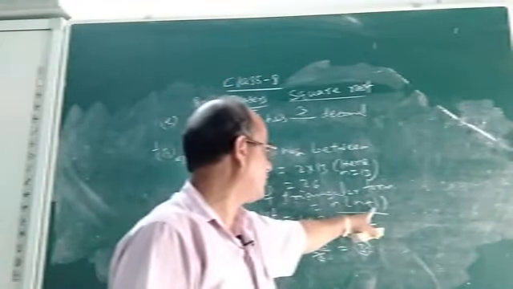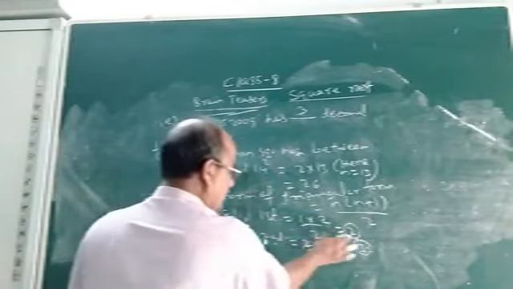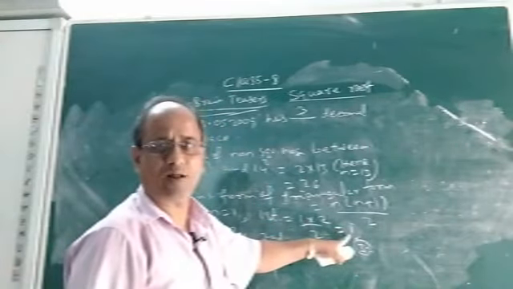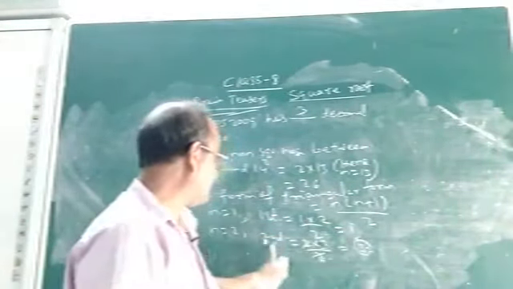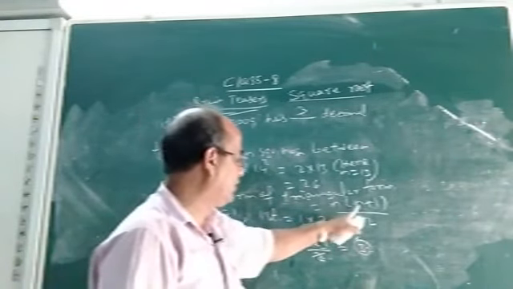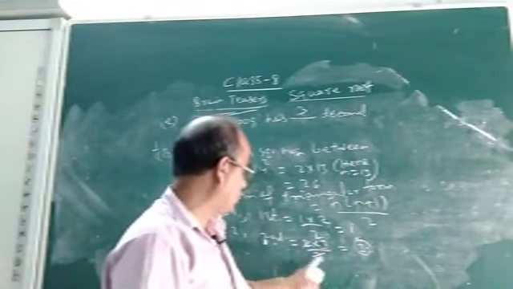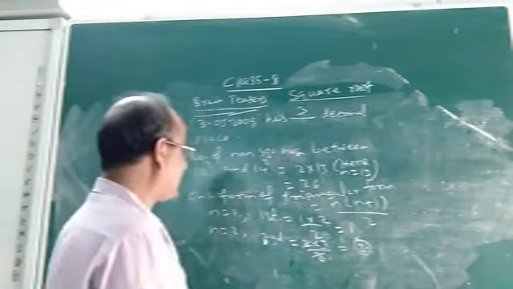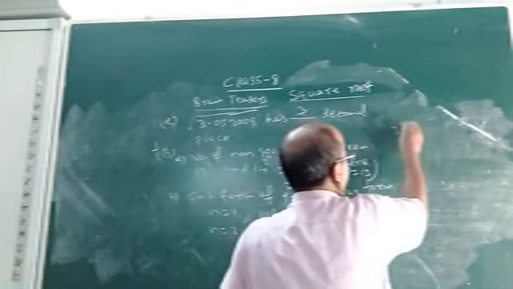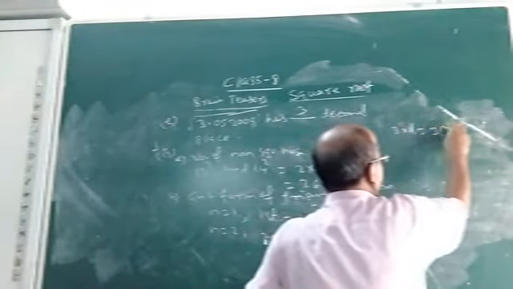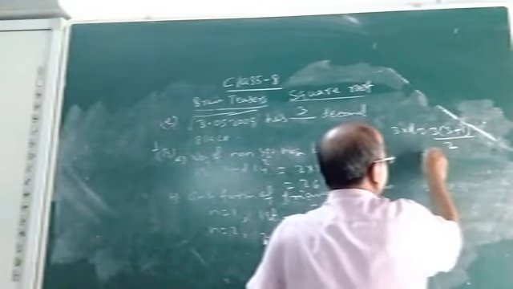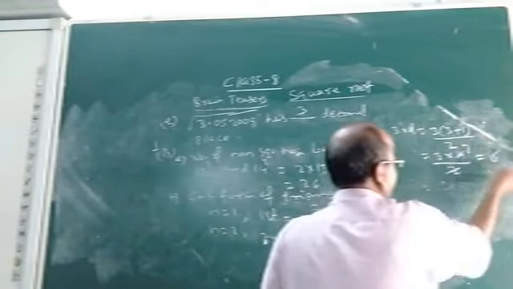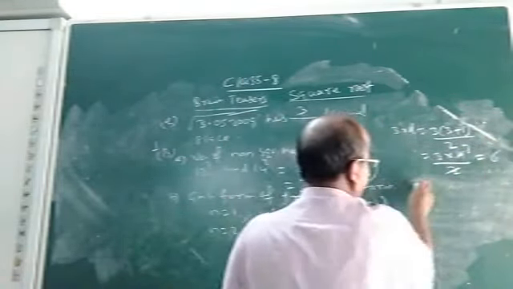N is 1, 1 into 2 by 2, it is 1, not 2 children, sorry, by mistake. 2 cancels, and the first triangular number will be 1. What will be the second triangular number? Put n equal to 2. 2 into 2 plus 1, that is 2 into 3 by 2. 2 cancels. The second triangular number will be 3. What will be the third triangular number? It will be 3 into 3 plus 1 by 2, which is 3 into 4 by 2. 2, 4 cancel. It is 6. The third triangular number will be 6.